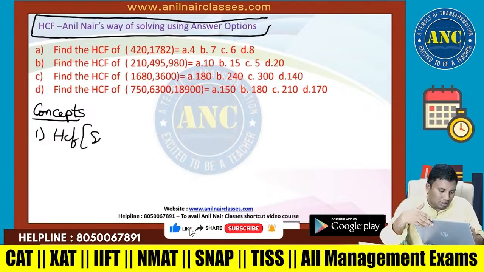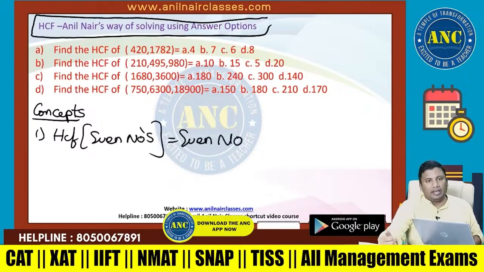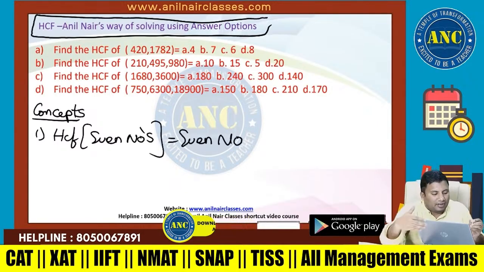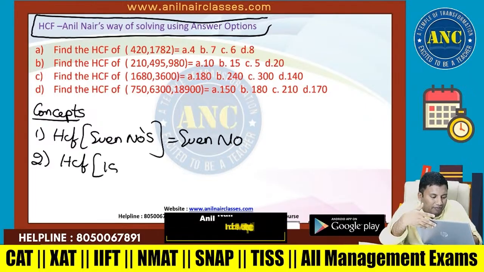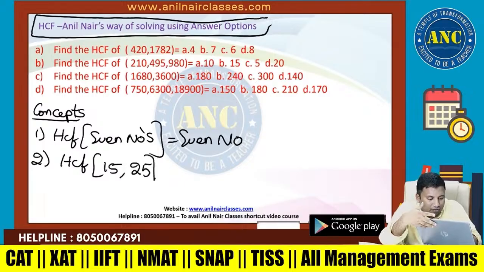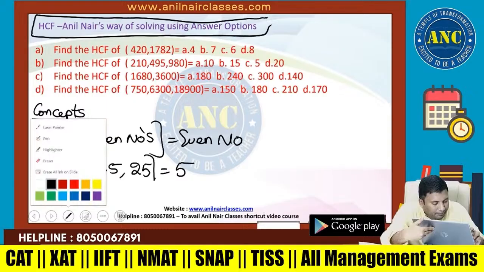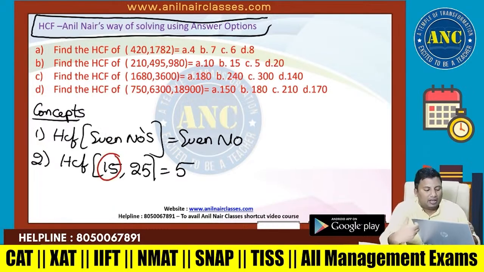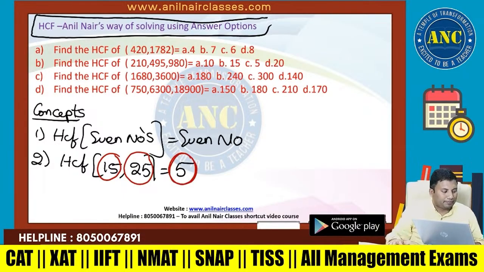First one: H.C.F. of even numbers is always an even number. Next one: H.C.F. of 15, 25, which is 5 here. Listen carefully to this example. If this number is divisible by 5, and this number is divisible by 5, the answer should be divisible by 5. I hope it is clear.